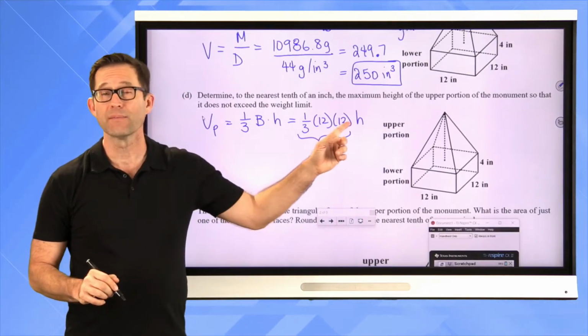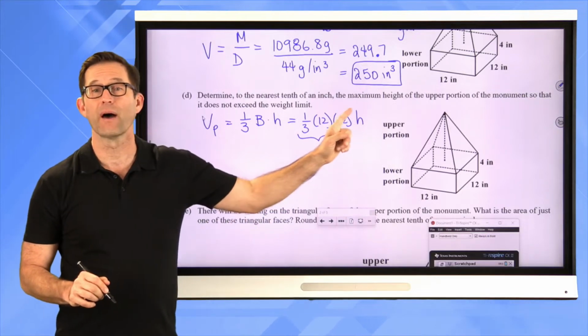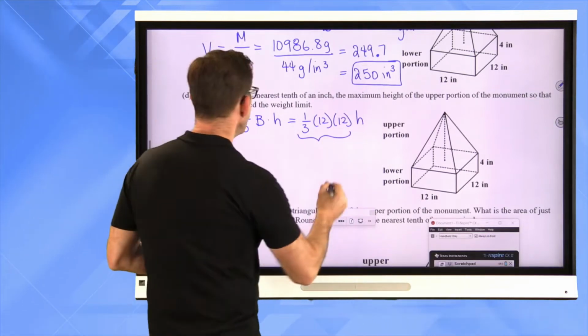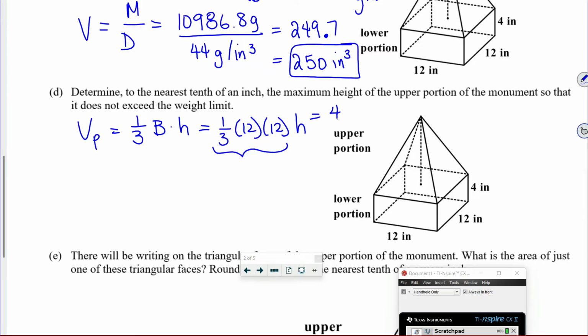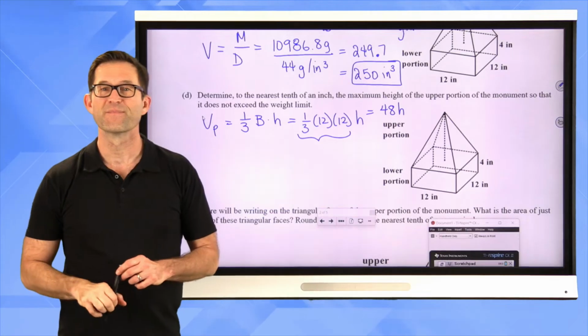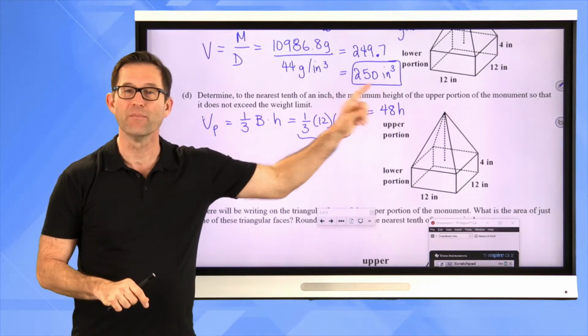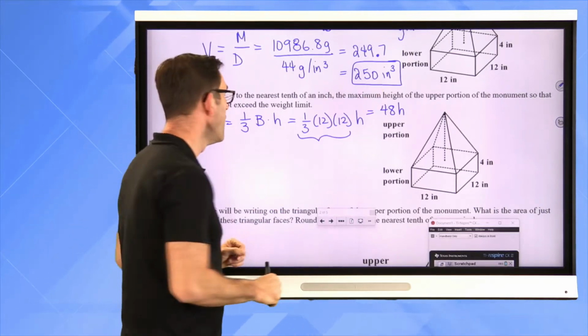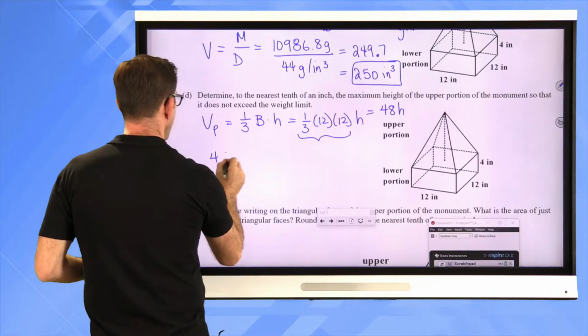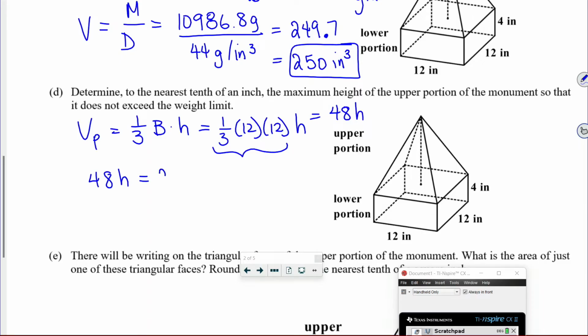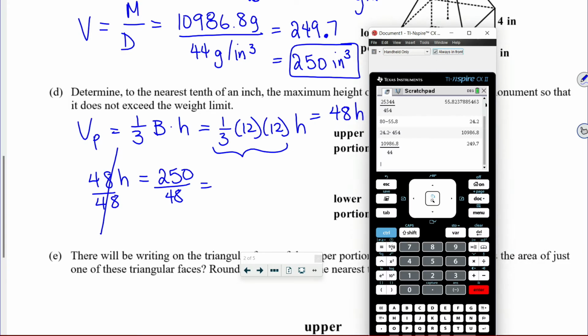Now, 1/3 times 12 is the same as 4 times 12, which is 48. So the volume of the pyramid is simply 48 times its height. And now, because I know the volume is 250 cubic inches, I can say 48 times the height is equal to 250. Divide both sides by 48, and we can figure out what the height is. We want that to the nearest tenth of an inch.